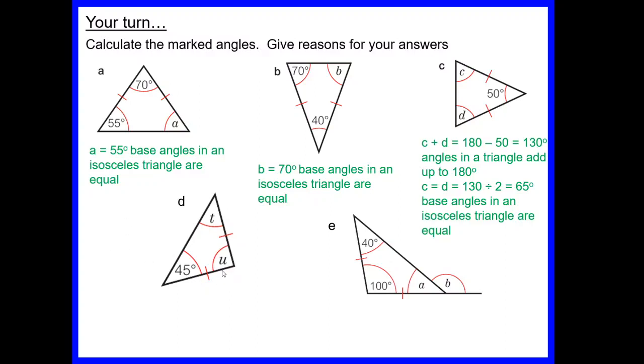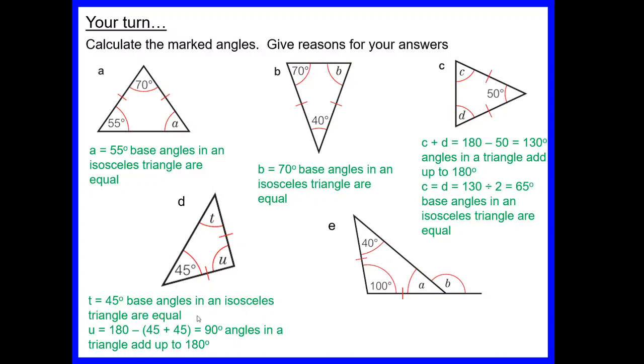Down here then, we've got another isosceles triangle, so again, following our 2 lines. Our base angles are these 2, so T must also be 45 degrees, base angles in an isosceles triangle are equal. And once I know 2 angles in the triangle, add them together and take them from 180, which leaves me with U as 90 degrees. Angles in a triangle add up to 180 degrees.